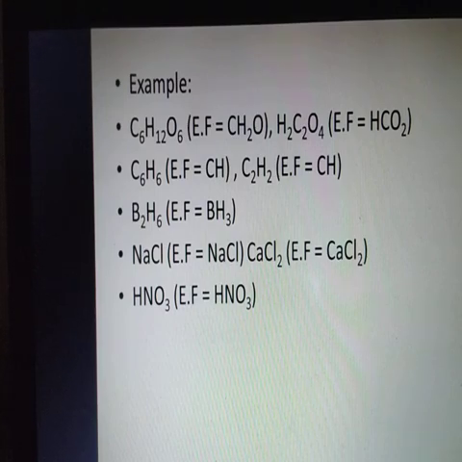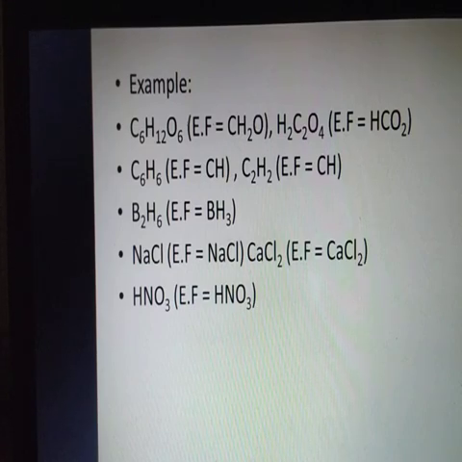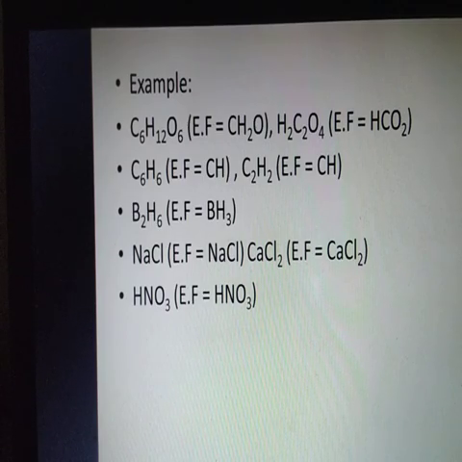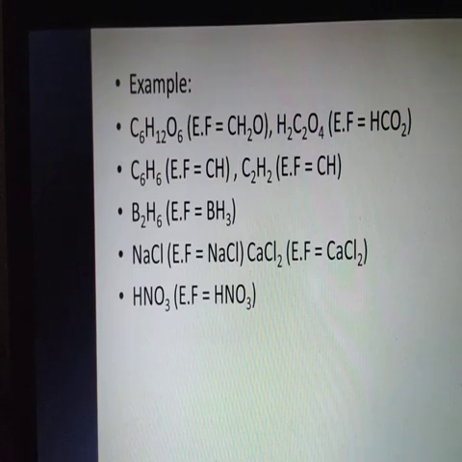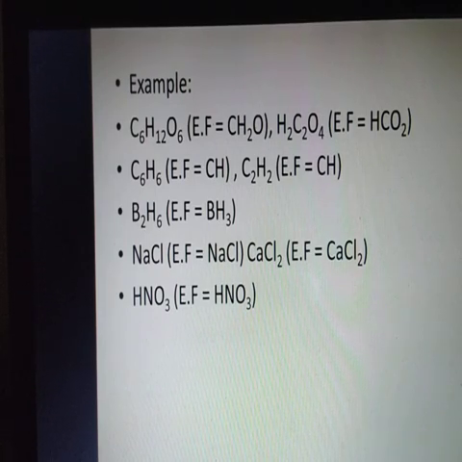B2H6, the common factor is 2, so BH3. But what about NaCl, ionic compounds? If you notice, 1 sodium, 1 chlorine, what will be reduced? We cannot go lower than 1 or whole numbers. So the empirical formula and the molecular formula are the same. CaCl2: the empirical formula and molecular formula are the same. 1 calcium and 2 chlorine, we cannot divide it anymore.